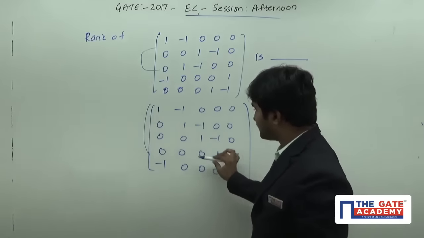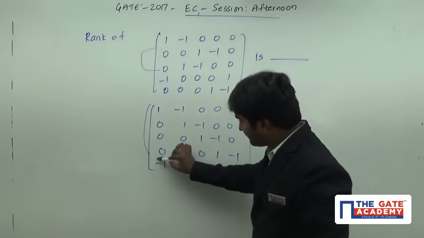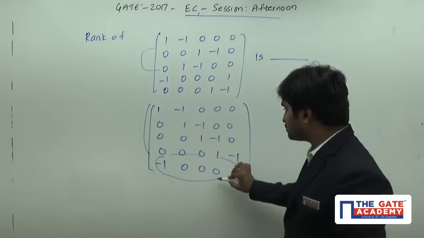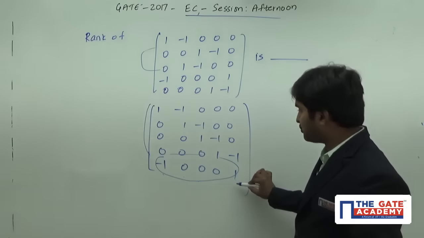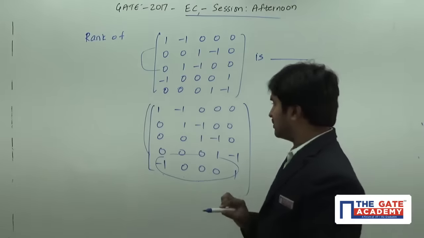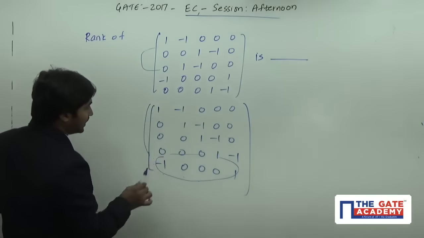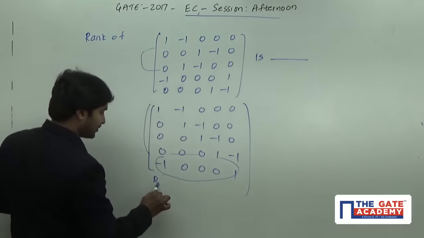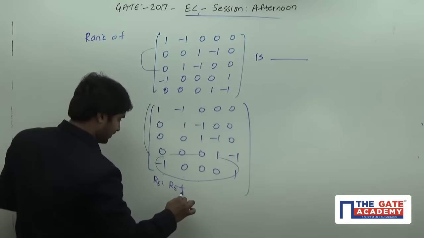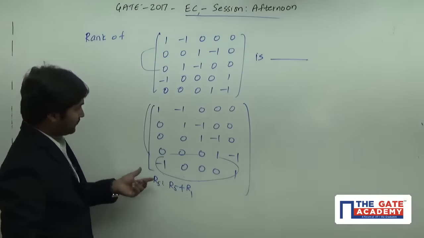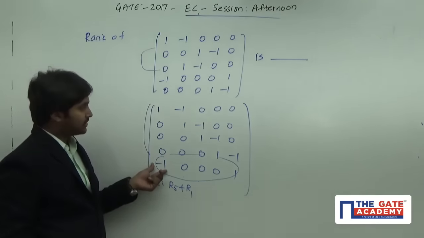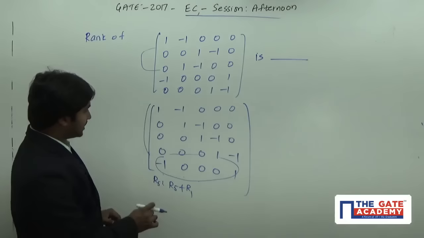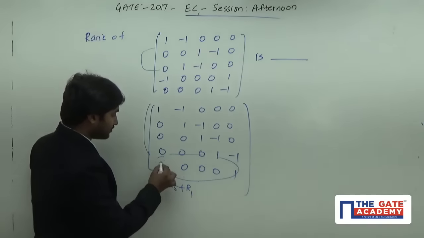Now from here onwards we have to do more, because here this particular row has to be something like 0, 0, 0, 0, and then equal to some value. First thing I'm going to do is apply the row transformation R5 becomes R5 plus R1. When R5 becomes R5 plus R1, then it is going to be 0 here.